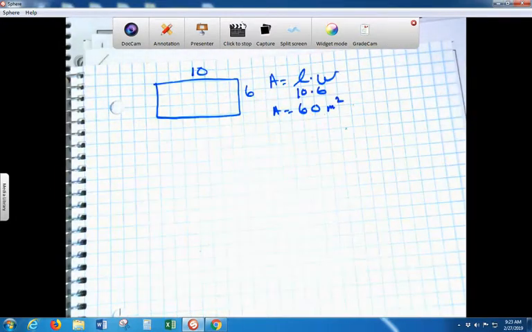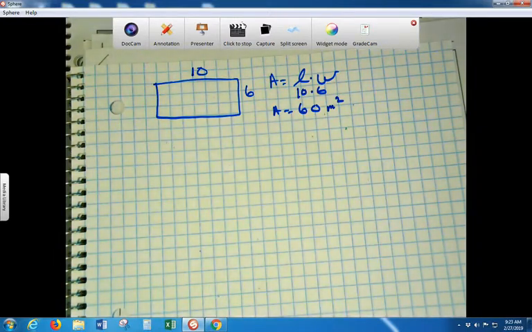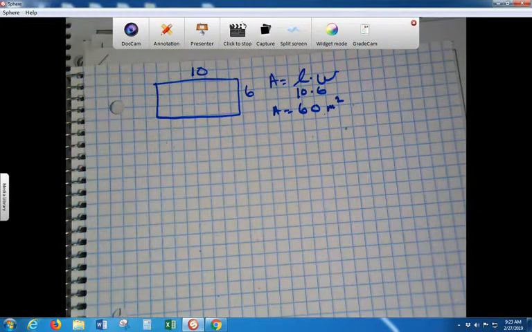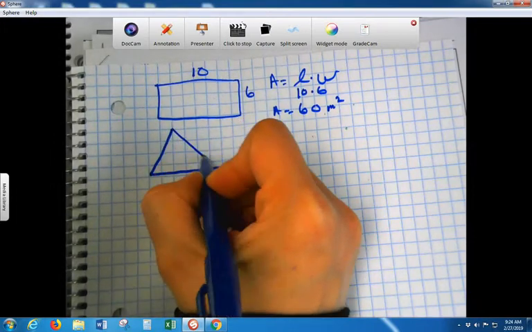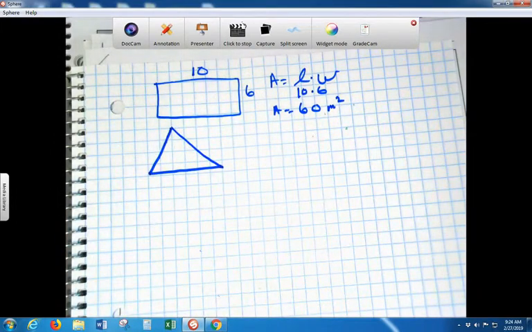Okay. What's the other shape we got to do? Triangle. Go at your own pace. Do it on your own, and then look up here to see if you got it right. Triangle. How do I find the area of the triangle?